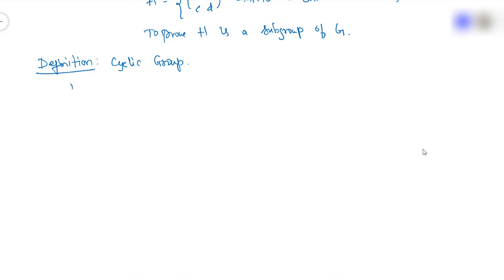Okay, suppose G is a group and G contains many elements. Say a1, a2, a3, and so on, it just goes on with many elements, infinite or finite, whatever it is. G is a group.